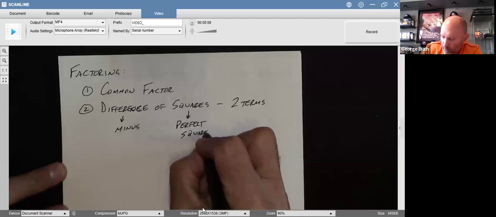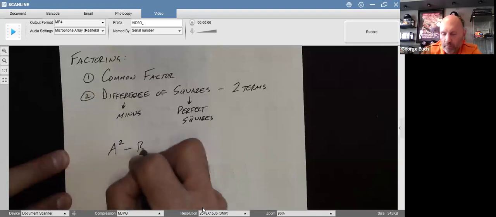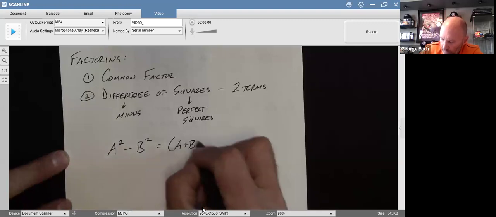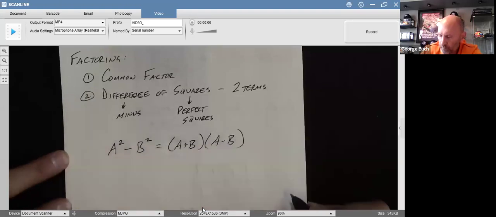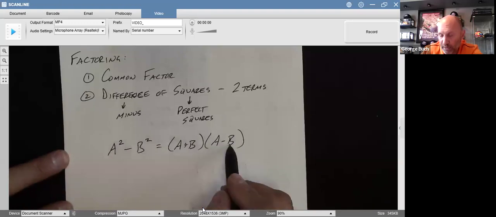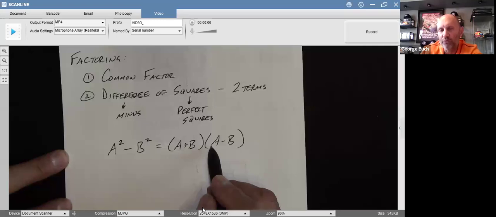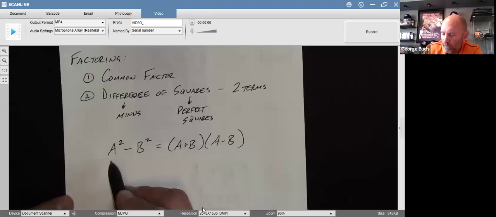And so when we have something like a squared minus b squared, the formula for this is a plus b times a minus b. Because that way, if we were to check it and FOIL it back, the outside term is going to be a times minus b, which is minus ab. And the inside is b times a, which is positive ab. So they cancel out. That's why we only end up with two terms. So when I have a squared minus b squared, it factors into a plus b, a minus b.